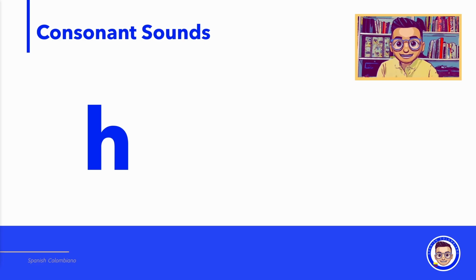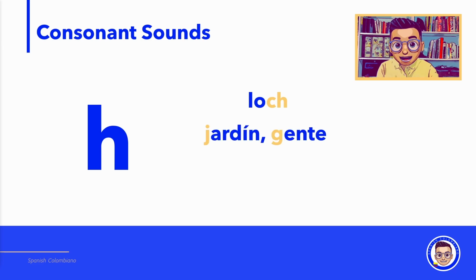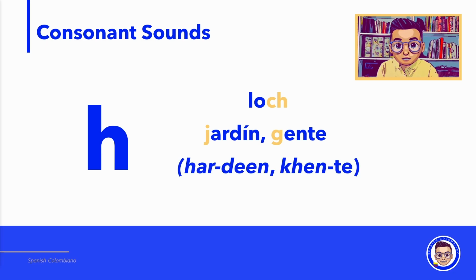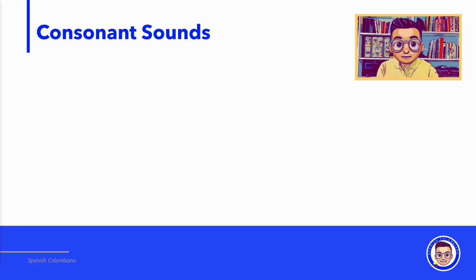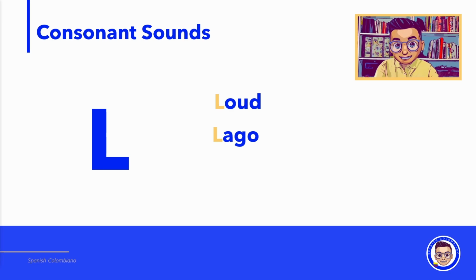You can find this sound in words in English like loj and words in Spanish like jardín and gente. Jardín and gente is the same sound. Let's see the next one. The next one you can find in words like loud in English and words like lago in Spanish. Lago means lake, so loud, lago.